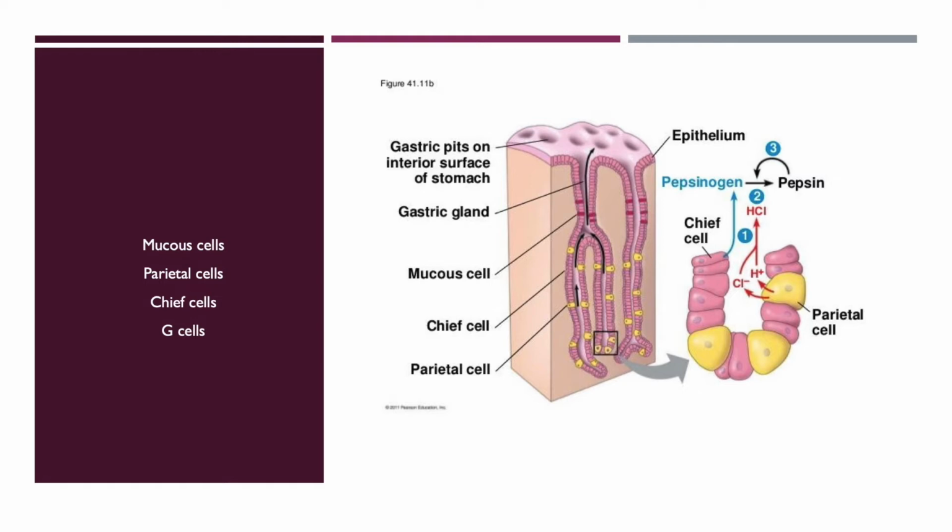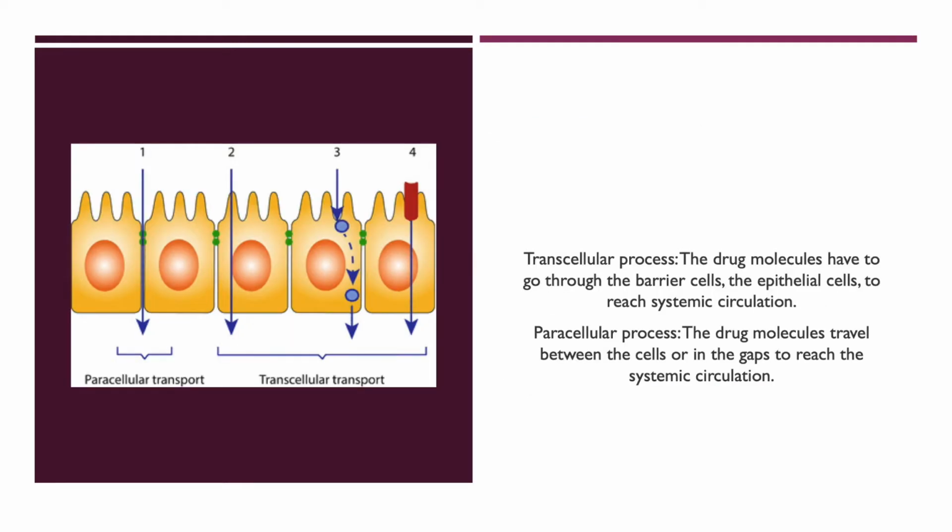The intestinal mucosa is a selective permeability barrier, which drugs can cross through the transcellular and paracellular routes. In the transcellular transport process, the drug molecules have to go through the barrier cells, the epithelial cells, to reach the systemic circulation. It's a two-step process, starting with the drug uptake into the cells and ending with the drug efflux out of the cells. The second type is called the paracellular transport process, where the drug molecules travel between the cells or in the gaps to reach the systemic circulation. It is possible that both routes contribute to the absorption of a particular drug.